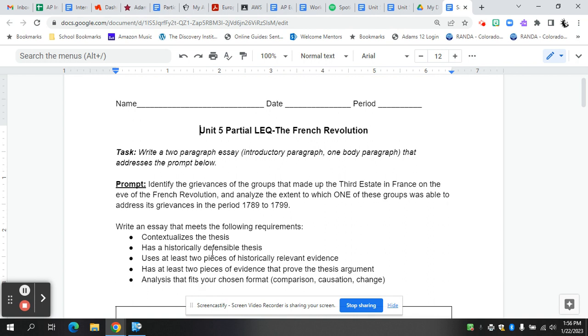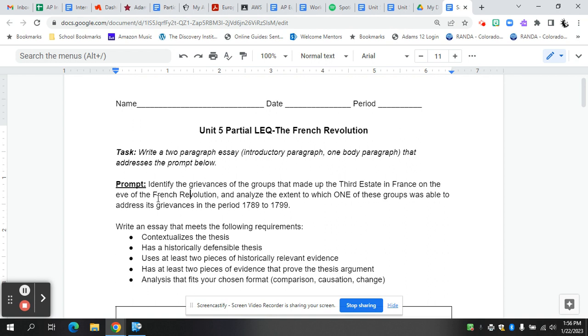Here we go. In this particular LEQ, you were tasked with breaking down the various grievances of the groups that made up the Third Estate in France on the eve of the French Revolution. Then you were asked to analyze the extent to which, so you're going to figure out which one of these groups was able to, and how able they were to, address their grievances.